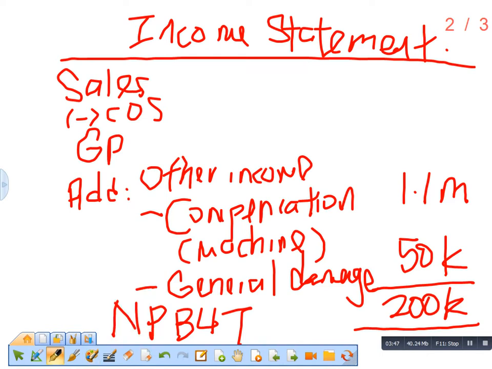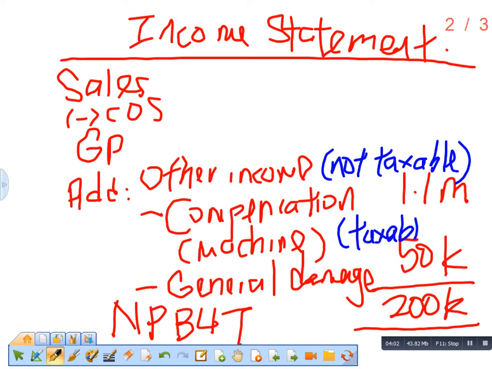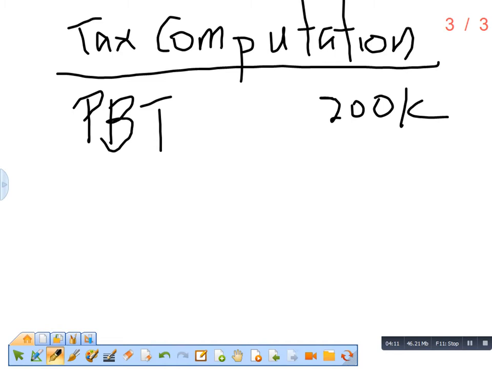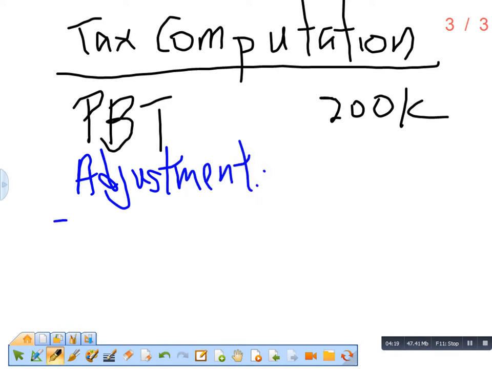You can tell me the figure, 1.1 million, taxable or not taxable? Why? Because? Yes, capital income. Alright, so this one is not taxable. How about the 50,000? Yes, taxable, because it's a revenue income. Alright, so you have already determined whether it is taxable or not taxable. Then only you go back to this tax computation. Okay, now class, after profit before tax, normally we must have adjustments. Let me just give you the adjustments related to our example here. For any non-taxable income.